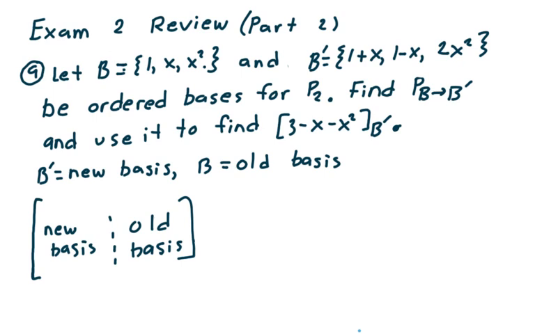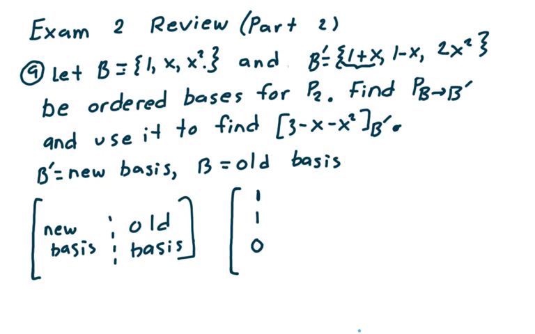Now, B prime is the new basis, and I'm going to list each vector from B prime as a column. And then the old basis is B. So I'm going to construct a matrix. Again, I'm going to take each vector and write it as a column. The first entry is the constant term. The second entry is the coefficient of x. And then the third entry is the coefficient of x squared.